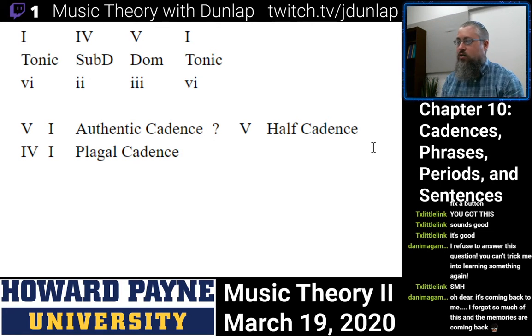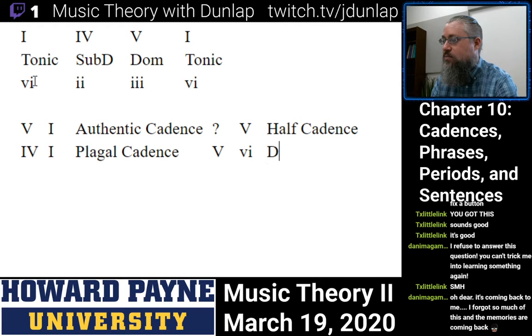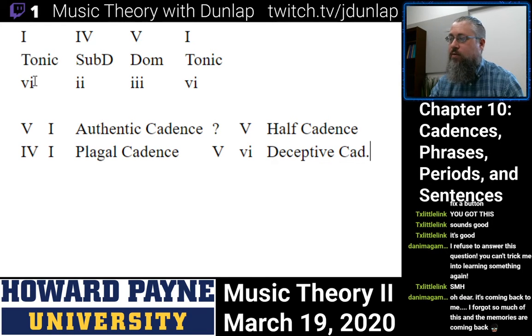Then we look over here, and then 5 leading to 6. You will notice 6 being the relative minor in a major key, meaning it shares a key signature with the tonic and therefore has a similar function, and often will have entire chunks of music that are dedicated to that particular chord. This is called a deceptive cadence. I'll just abbreviate. How about that?